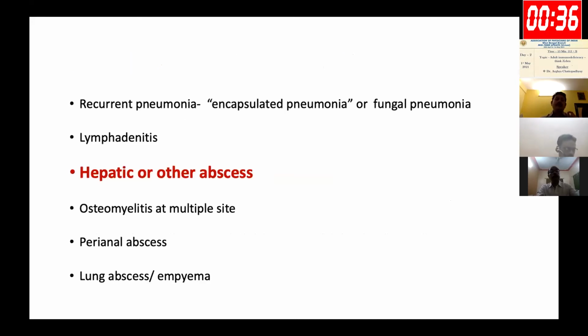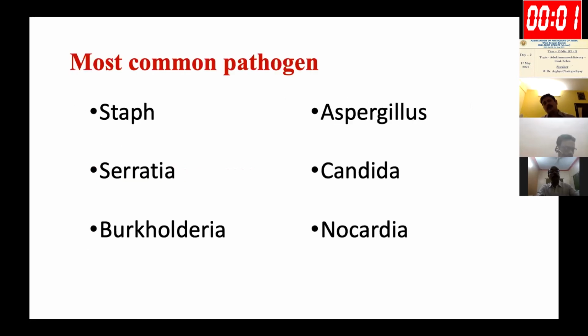What are the other clinical clues? Someone having recurrent pneumonia, what pulmonologists call encapsulated pneumonia, non-resolving pneumonia, or fungal pneumonia, lymphadenitis without any etiology, and hepatic liver abscess. If any liver abscess is very resistant to treatment, requiring surgery and multiple courses of antibiotics, think of chronic granulomatous disease. Osteomyelitis at multiple sites, perianal abscess, lung abscess, and empyema are other clues. The pathogens more commonly associated are staph, serratia, Burkholderia, Aspergillus, candida, and nocardia.